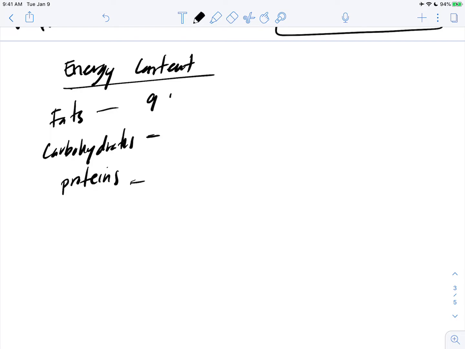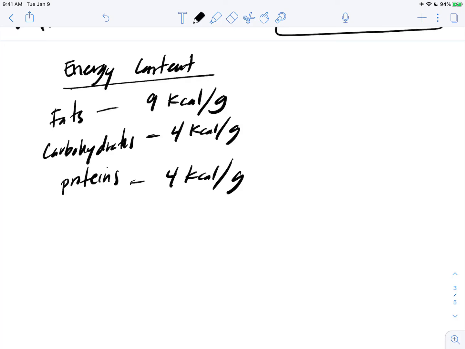So this is 9 kilocalories per gram. So for every 1 gram of fat, we could, on average, have 9 kilocalories. For a carbohydrate, for 1 gram, we have 4 kilocalories. And for proteins, we also have 4 kilocalories per gram. So you can see that a fat has more than twice as much stored energy than carbohydrate or protein. So that's actually really good.